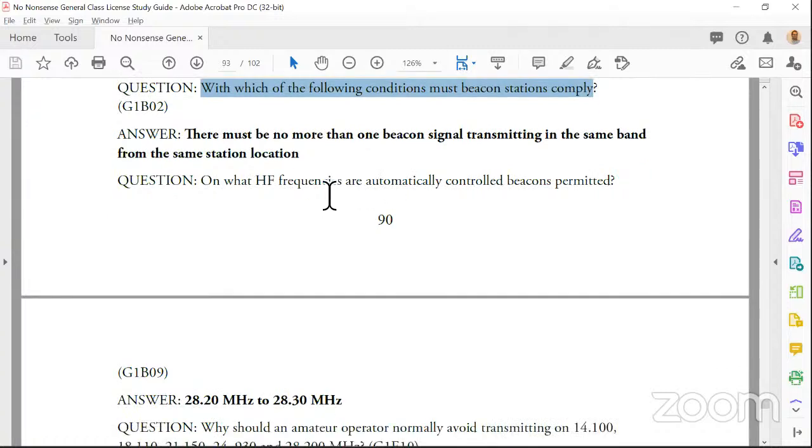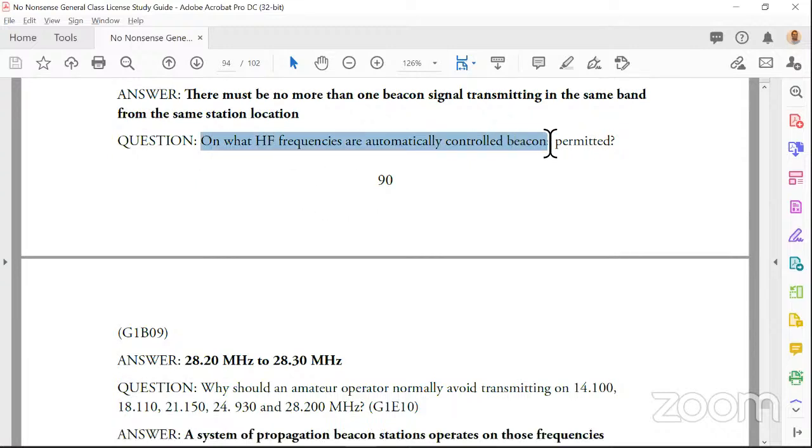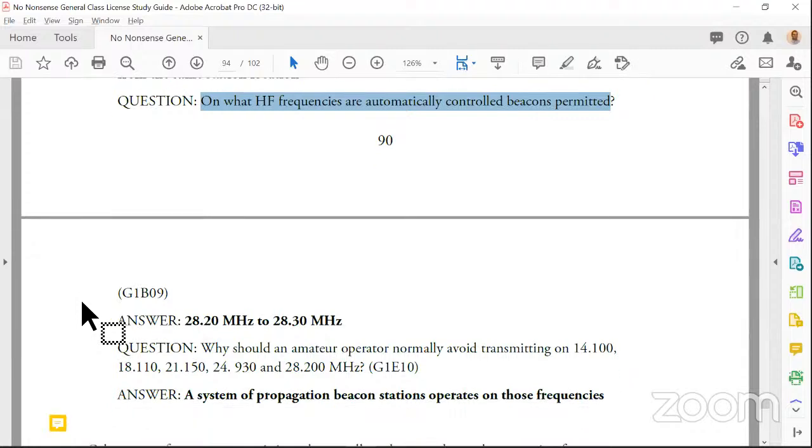All right. Next question in the question pool. On what HF frequencies are automatically controlled beacons permitted? All right. So what they're saying basically, it's unattended beacons. So you're not around, it's automatically controlled. You are nowhere near and you have no interaction with that beacon transmitter.